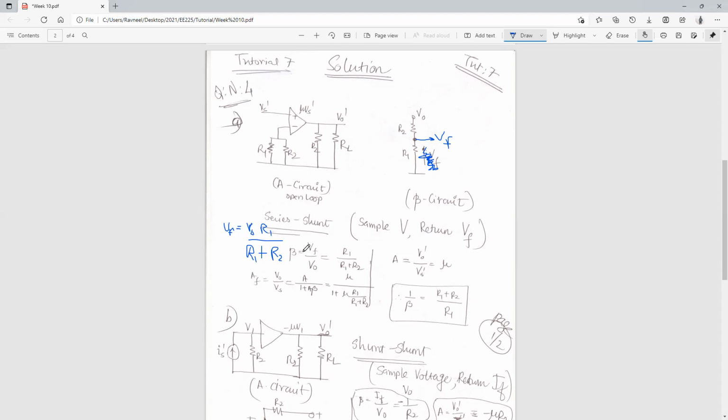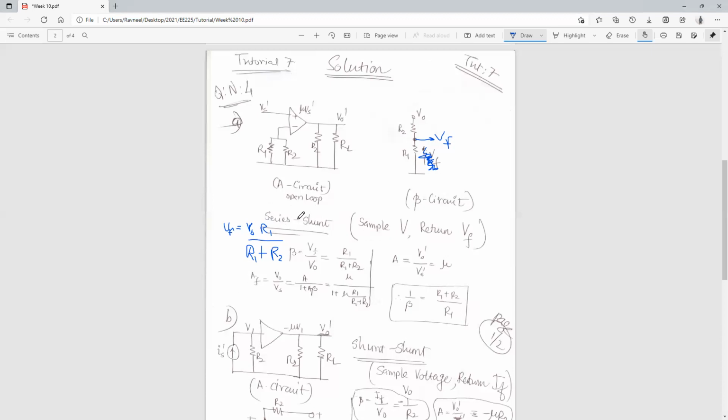So beta is basically equivalent to VF upon V out, which is equal to, if you take this V out to the other side, you'll be just left with R1 upon R1 plus R2. That becomes your beta gain. So basically your beta is equivalent to R1 upon R1 plus R2. In this particular case, the topology was series shunt. So we are sampling voltage at the output, and we are mixing voltage at the input.